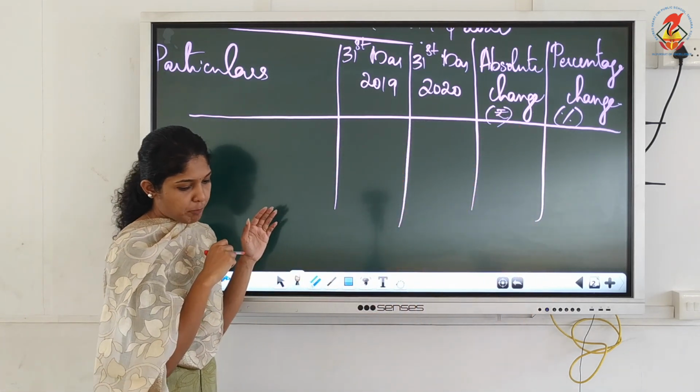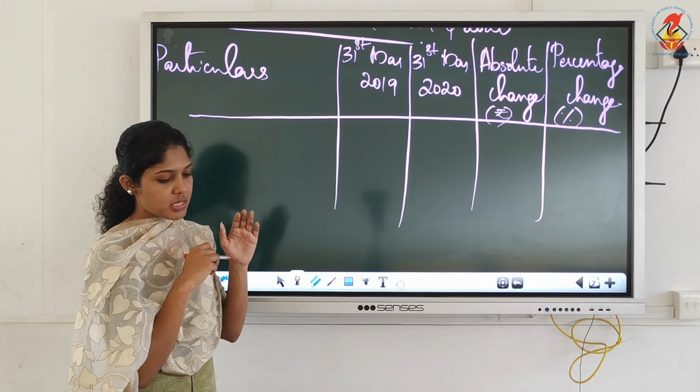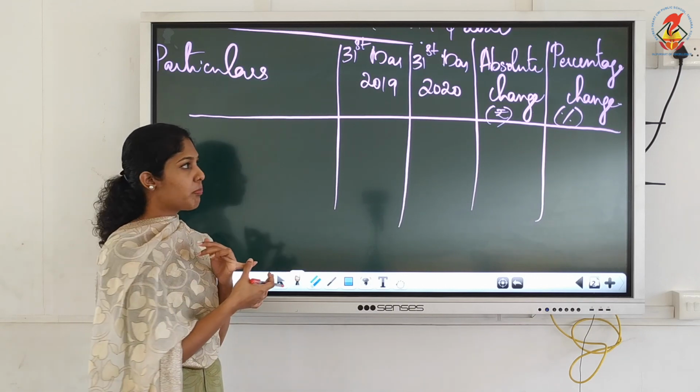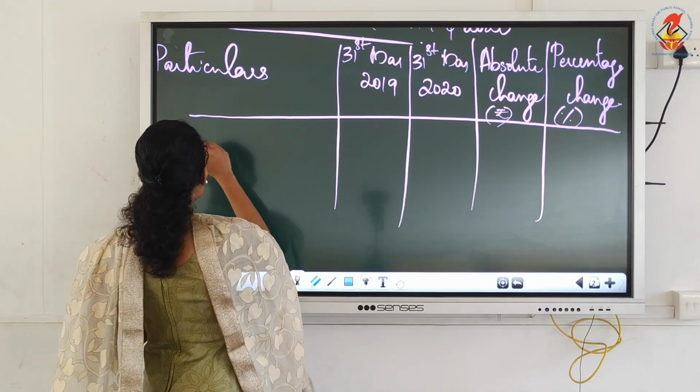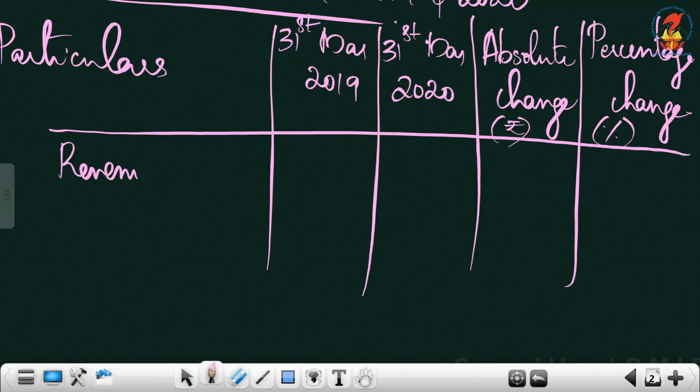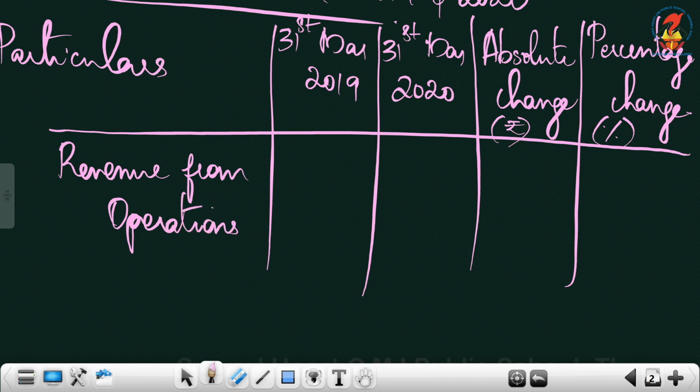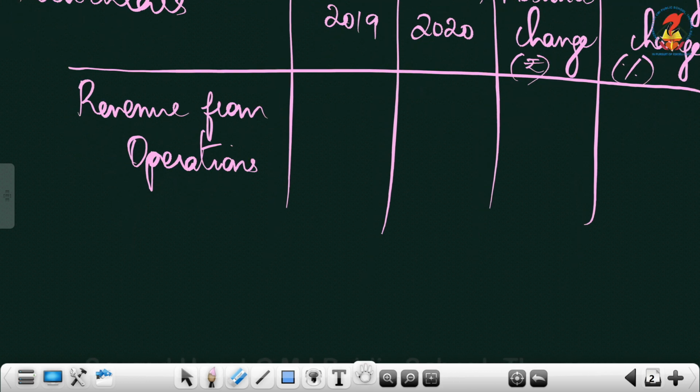Okay. Now we will just copy the items given. The first item given there is revenue from operations or net sales. So we will write here revenue from operations. Okay, revenue from operations.